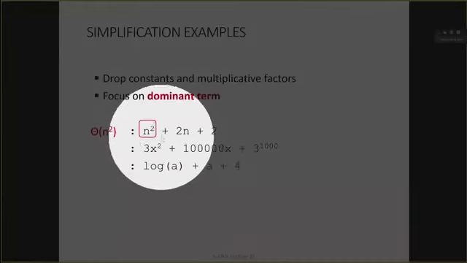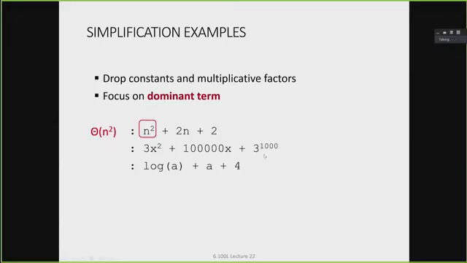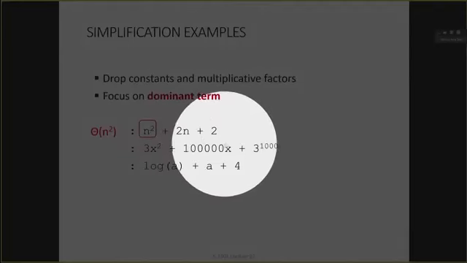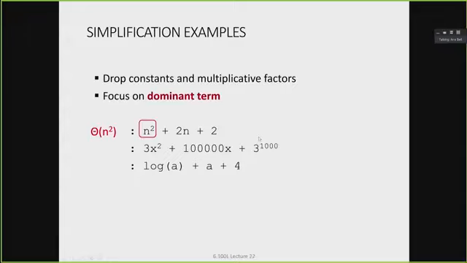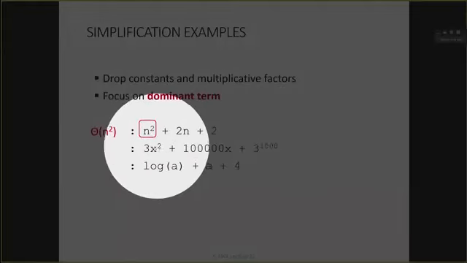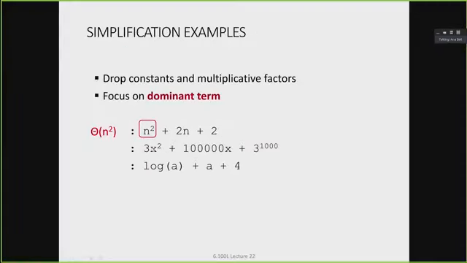How about in the next one? What's the dominant term here? Yeah, exactly, 3x squared. Even though 100,000x is going to be huge for a while, and this constant is also going to be huge for a while, as x gets really, really big, this 3x squared, and in fact just x squared, will take over everything else. So this next one is theta of x squared. How about the next one? What's the term that grows the fastest here? Yeah, exactly, A. Log is slower growth. So the theta of this function is just theta of A.